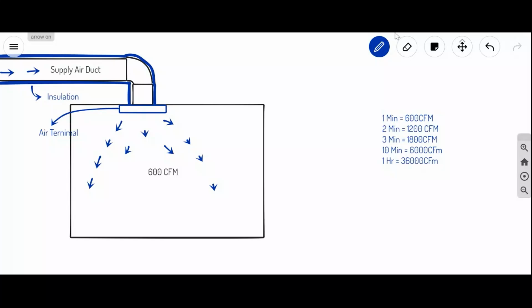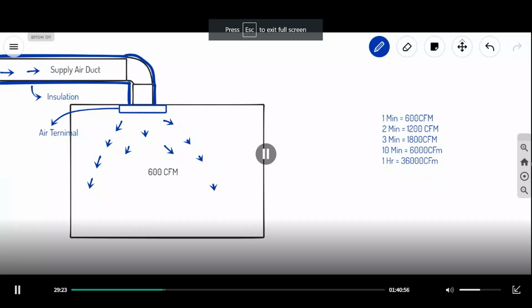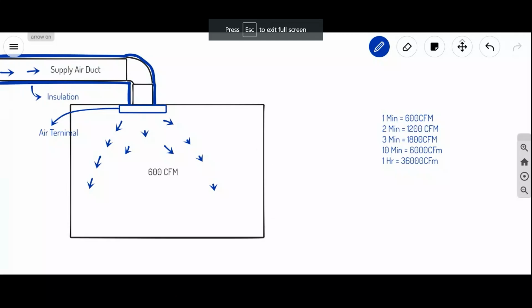Sir, hope I am audible, right? Right, sir. 1 घंटा के बाद वो रूम पे 36,000 CFM है, तब उधर कंफर्ट होता है, नहीं होता है? Tell me.